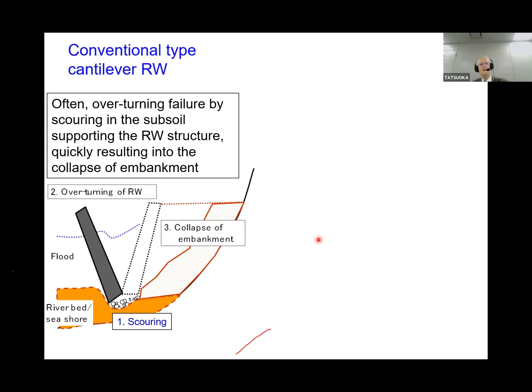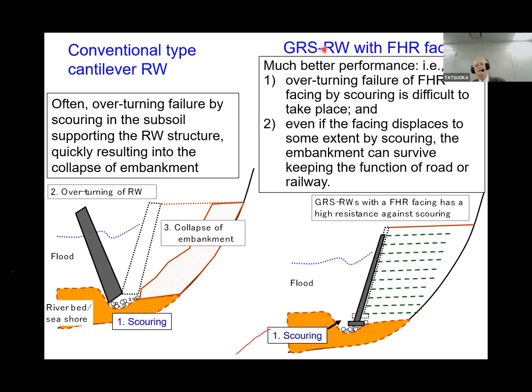For a conventional type cantilever retaining wall, one of the typical failures is by scouring in the subsoil. Then we have an overturning failure. Then we quickly have a collapse of the embankment, and the function as a road or railway is lost. A GRS retaining wall with full height facing behaves in a different way. Even if we have scouring, the overall failure does not take place, so the function as a road and railway can be maintained for emergency.